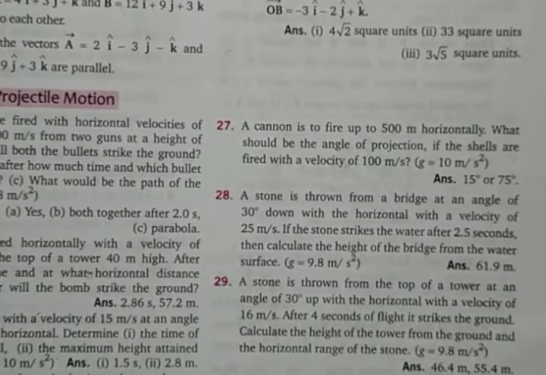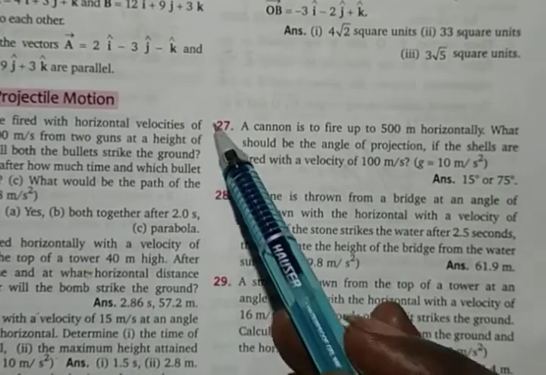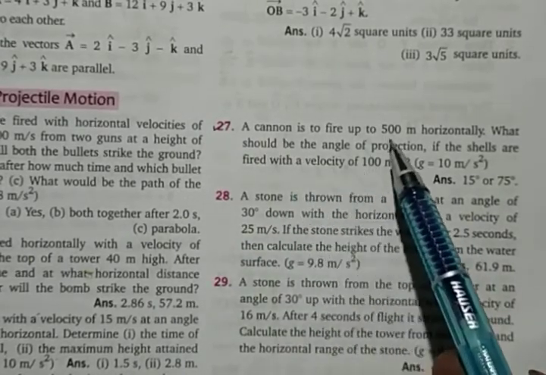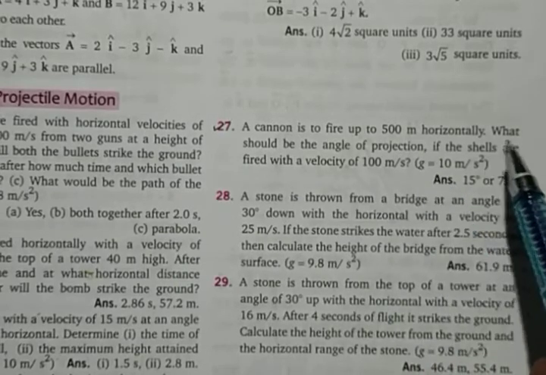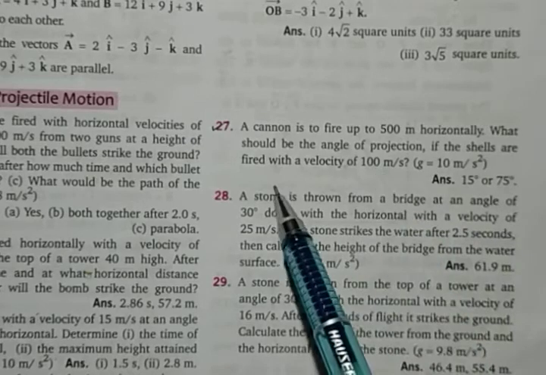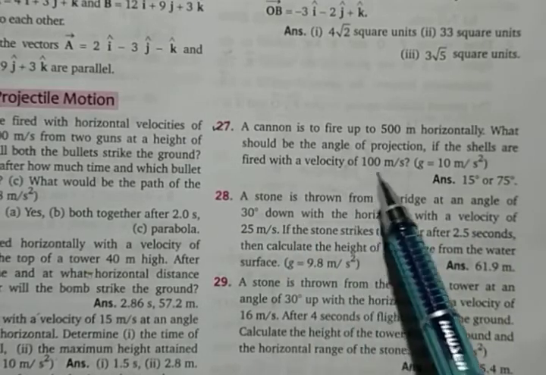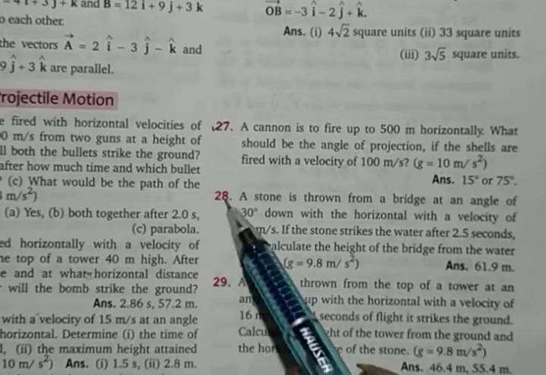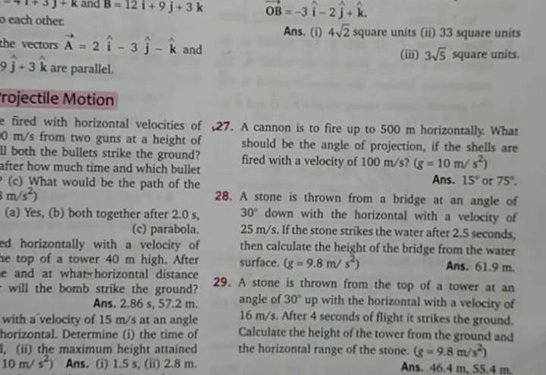So the next question is question number 27. You can do it as homework. So please read the question. The cannon is fired up to 500 meters. The range is given here horizontally. What should be the angle of projection? Theta is asked, if the shell is fired with the velocity u given here. You can easily find out this one. The 28th question and 29th question are quite similar. So I'll do one other question. The next question will be homework for you.